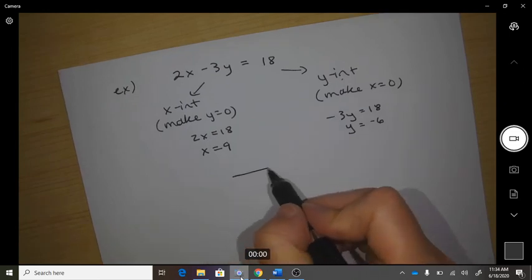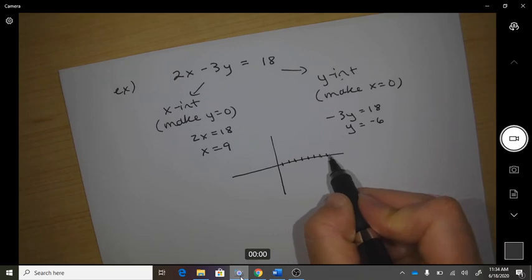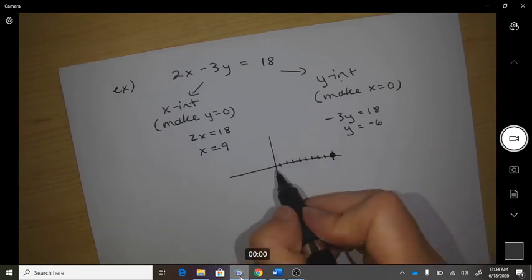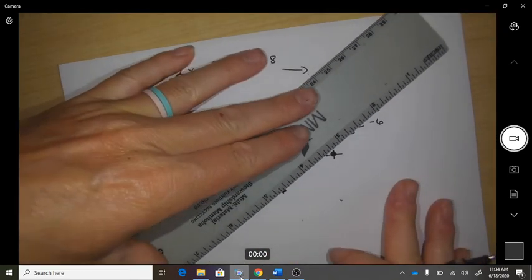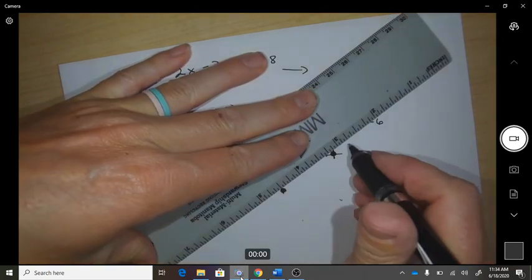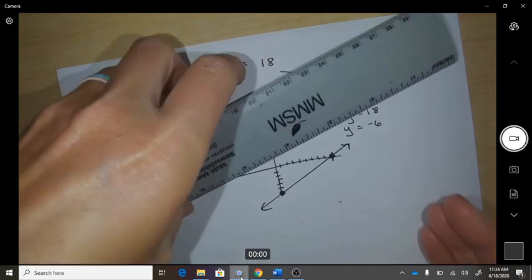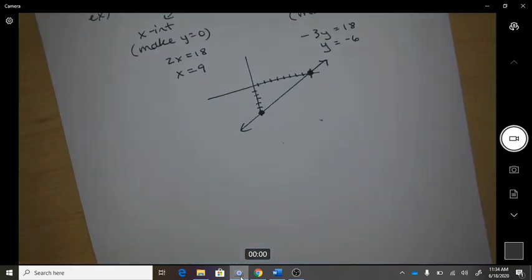So what does this look like? 9 on the x-axis and -6 on the y. And there's my line.